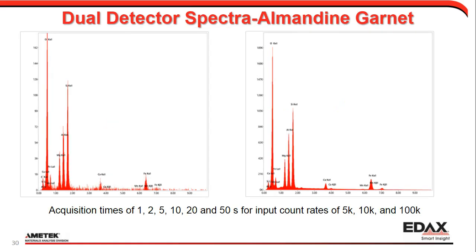I collected spectra at different configurations here, different times, 1, 2, 5, 10, 20, and 50 seconds, and with different input count rates, 5, 10, and 100,000 input count rates. I kept the amp time the same for both detectors to make sure I don't have any resolution contributions distorting things in there. So basically, this is an exercise in changing the statistics. How many counts do we have in the spectrum?